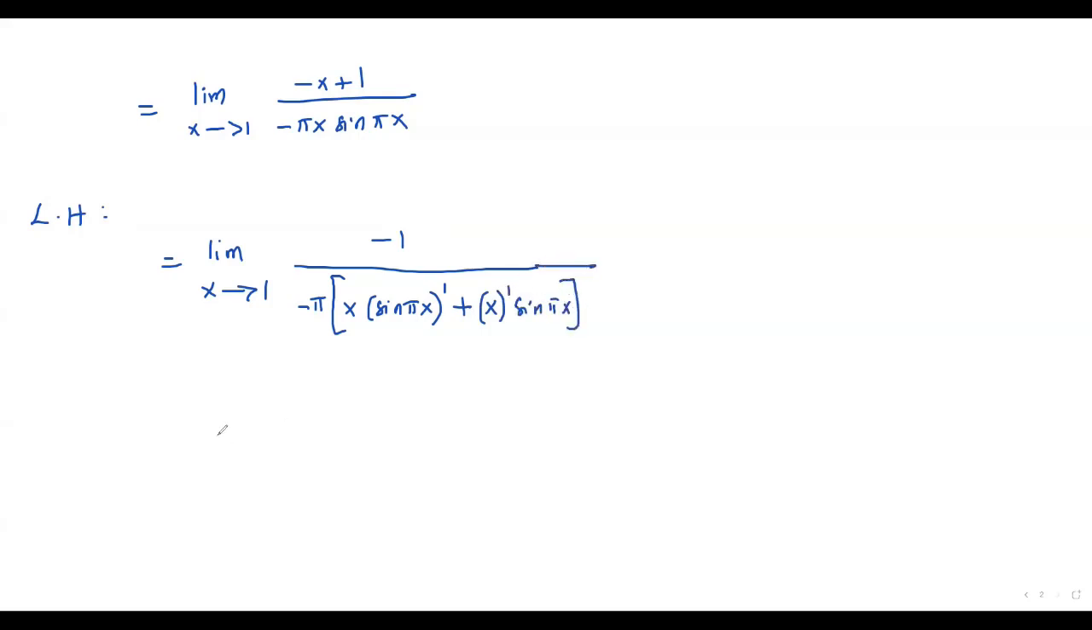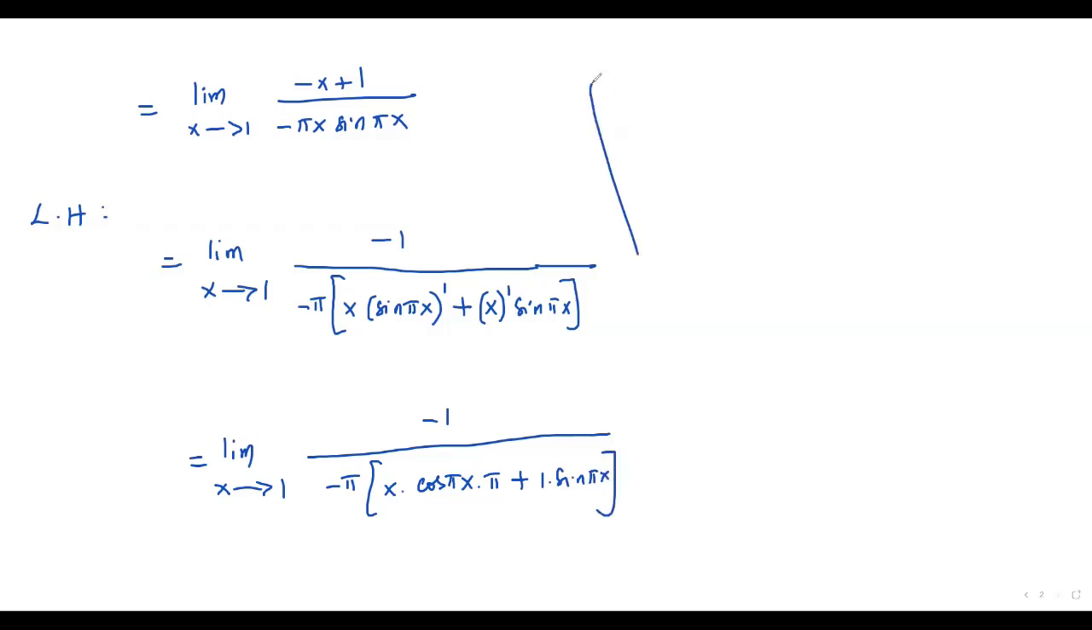Let me continue. Limit x approaches 1. We take this negative 1 as it is. Then we get negative pi times x times, okay, when I find the derivative of sine pi x, I am getting cosine pi x. By chain rule, the further derivative of pi x is just pi, positive, and the derivative of x with respect to x is just 1, that is 1 times sine pi x.